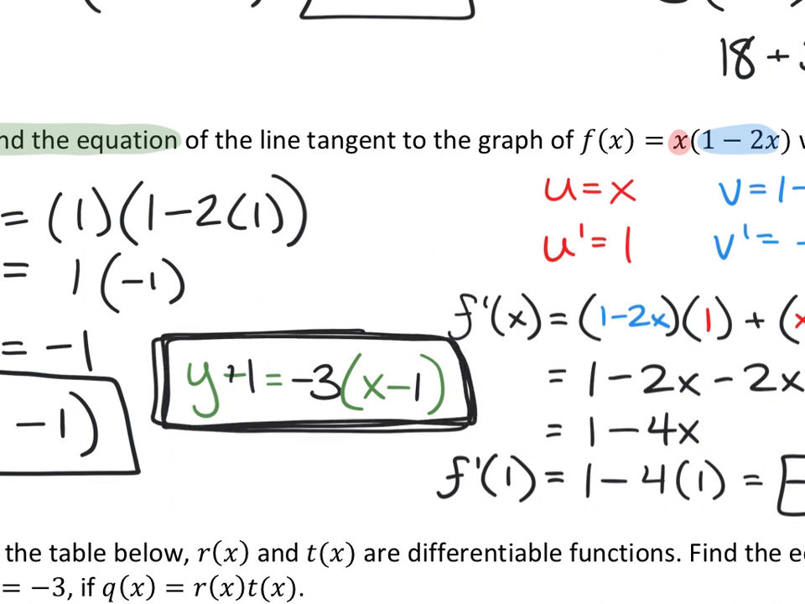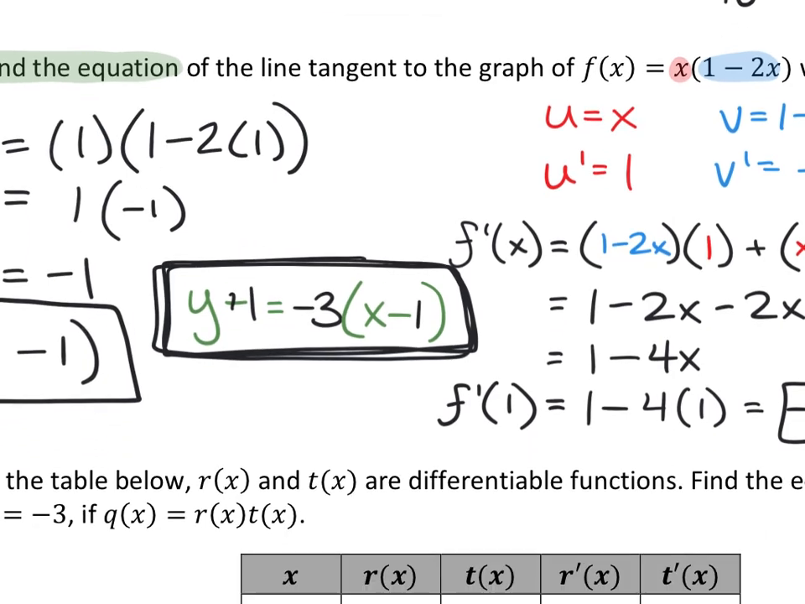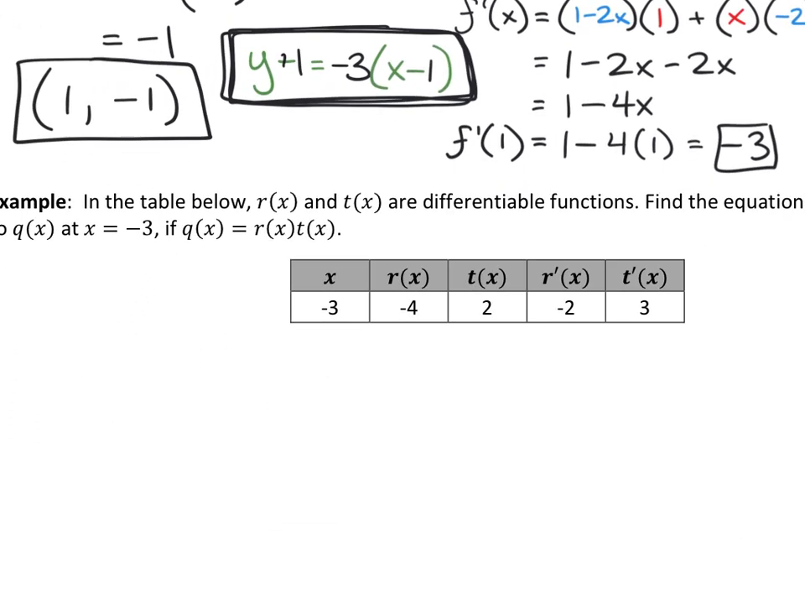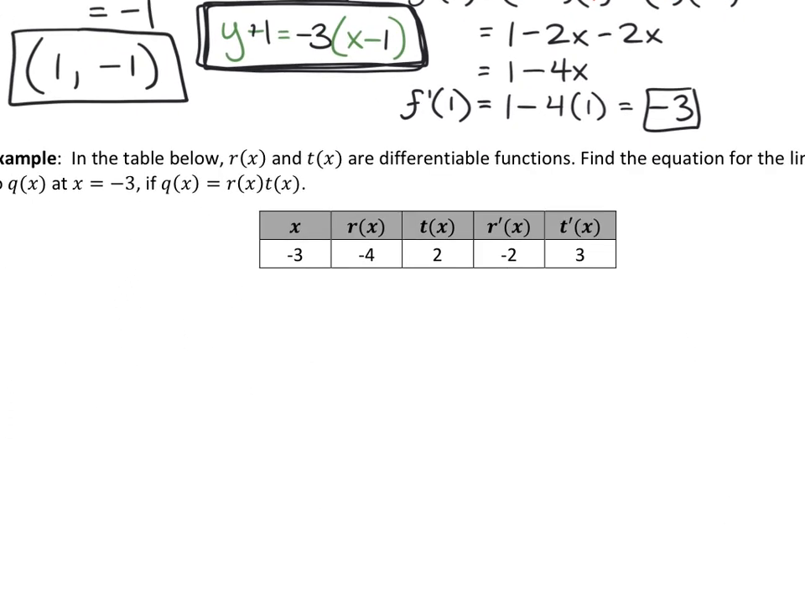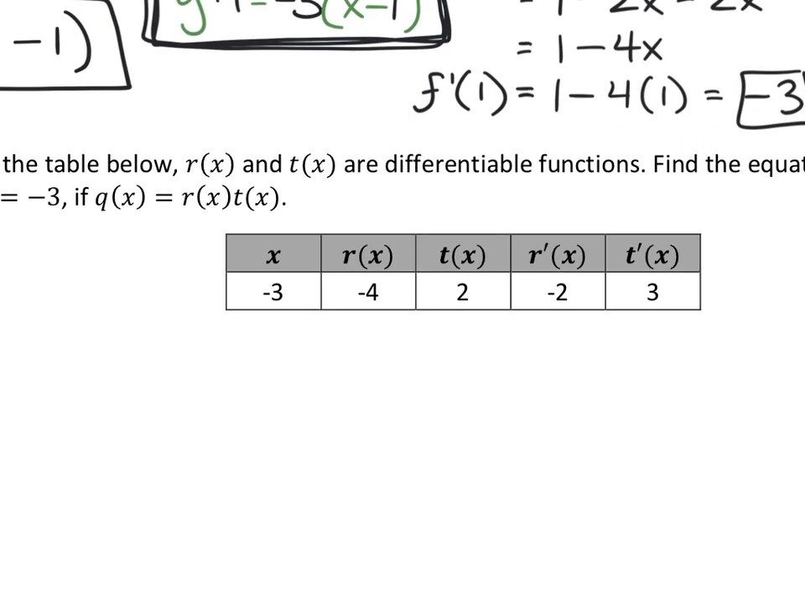Yes? So same kind of question as we've had before, just when you take the derivative now, it could possibly be a product rule. Or it could possibly be a table, now that we've seen these. This question says, in the table below, r and t are differentiable functions. Find the equation for the line tangent to q of x at x equal to negative 3 if q of x is made by multiplying r of x times t of x. So we're still trying to write an equation.